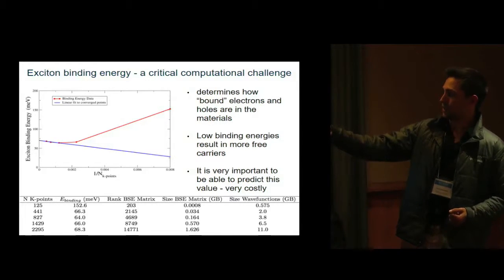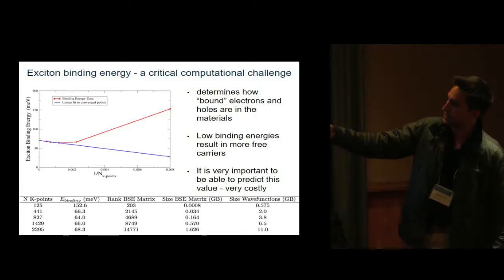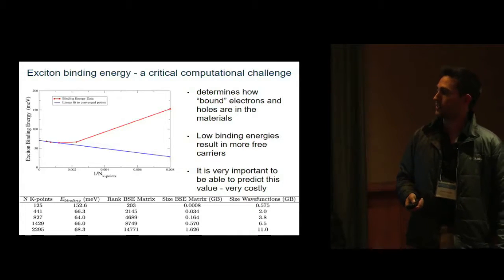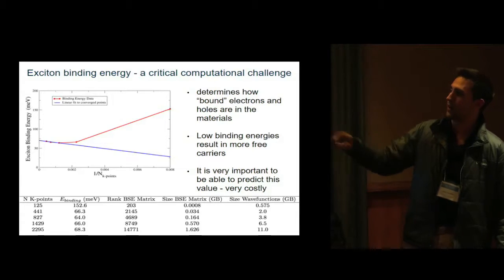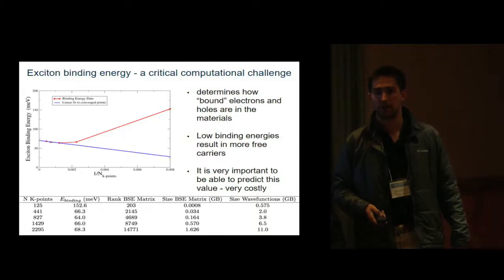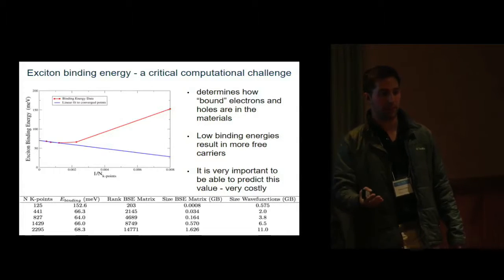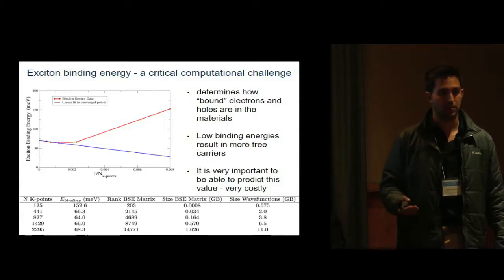So you can see our metric here is 1 over the number of K points, and we have the exciton binding energy on the y-axis. And at a certain point, we get this turnaround. And that's more numerical than physical. But once we get this turnaround, it's kind of accepted in the field that you take a linear fit, extrapolate to 0, and that's your exciton binding energy.